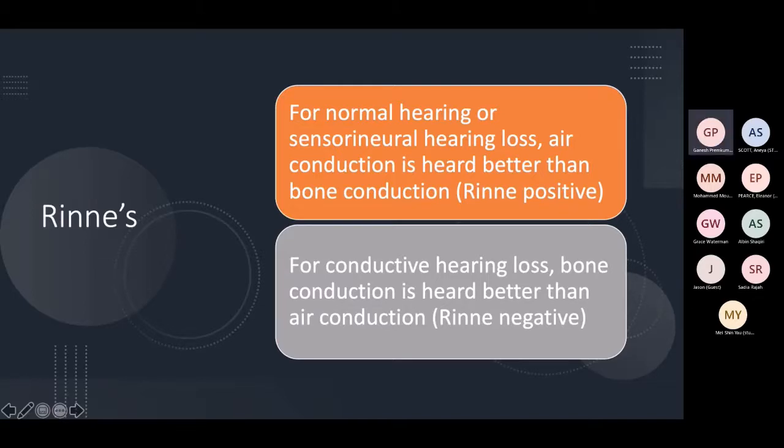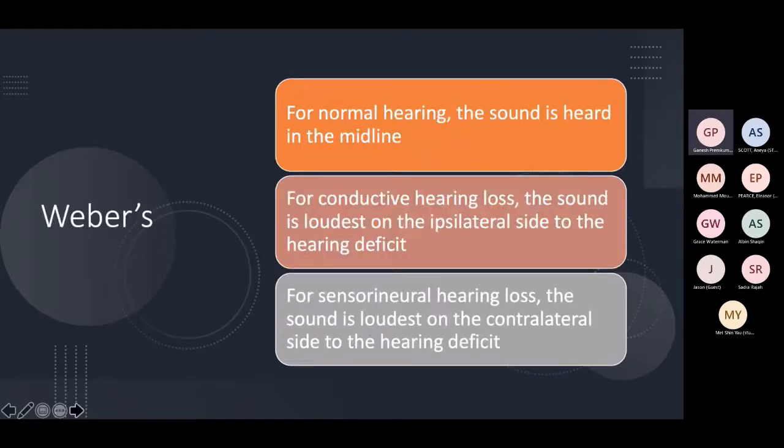So that's what Rinne's is testing. You're testing whether air conduction is better than bone conduction in the ear. You then move on to Weber's test. Weber's test is almost like a confirmatory sort of test, right? And again, you activate your tuning fork, you place it in the middle of the forehead.